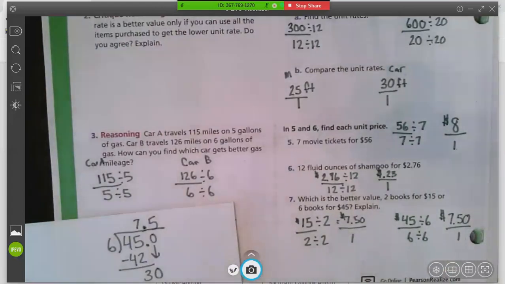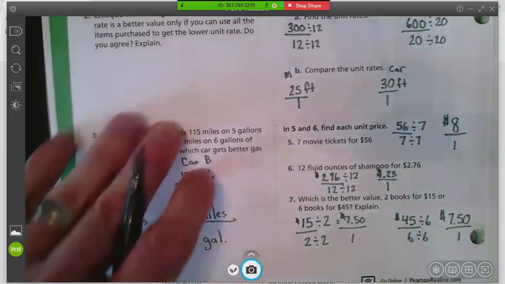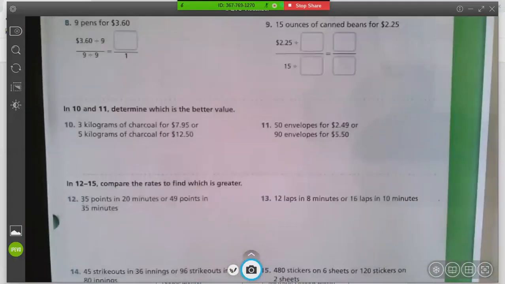What's the better value? They're the same, so they're equal. All right, so you can buy 2 books for the same rate as you can buy 6 books. Excellent. Now, what we're going to do here, boys and girls, is turn to page 293 in our math book.